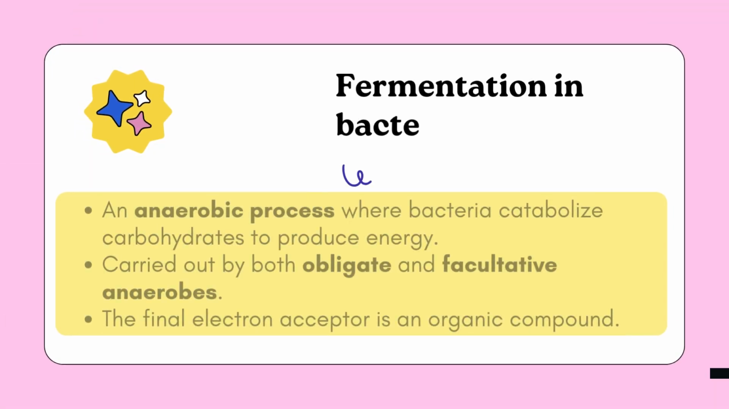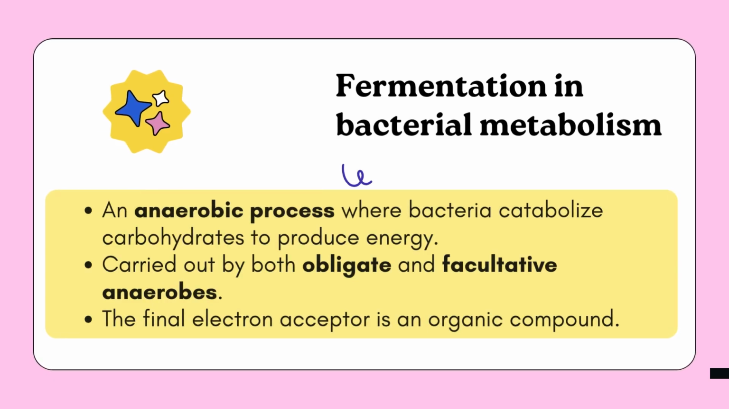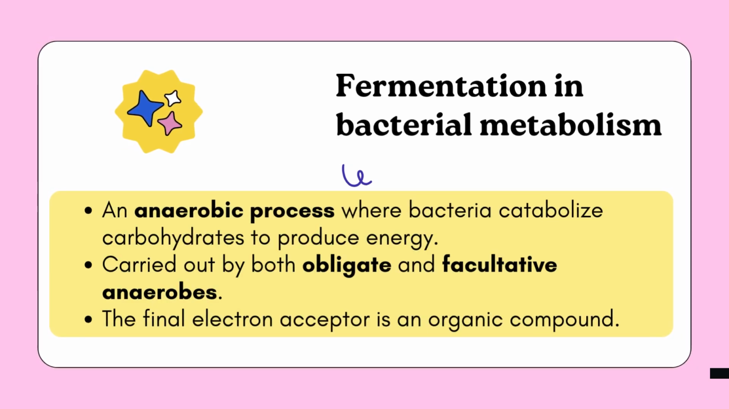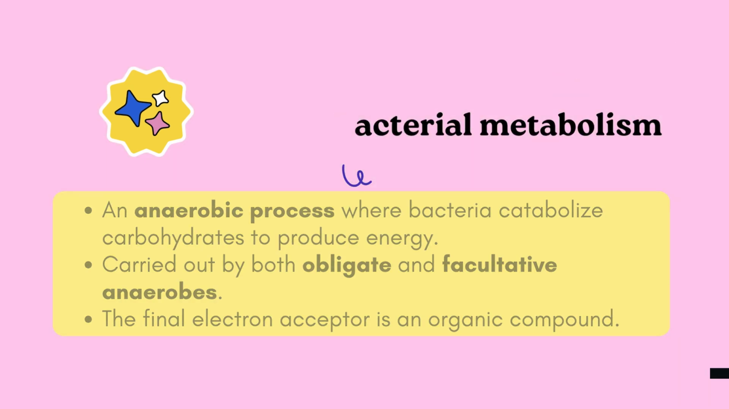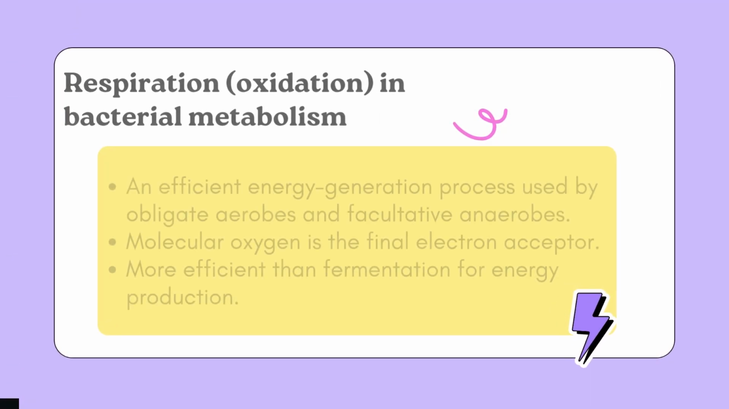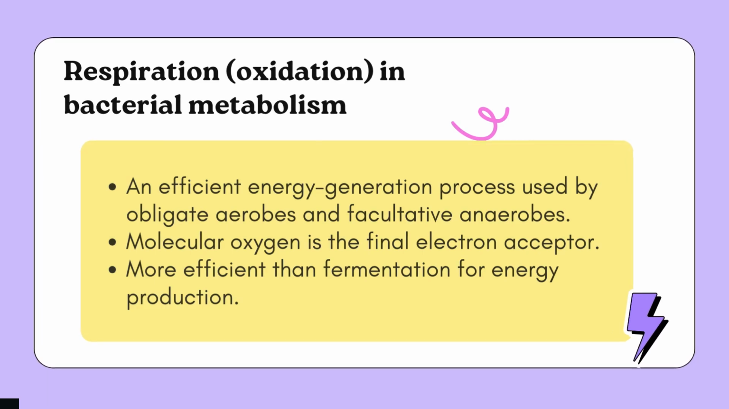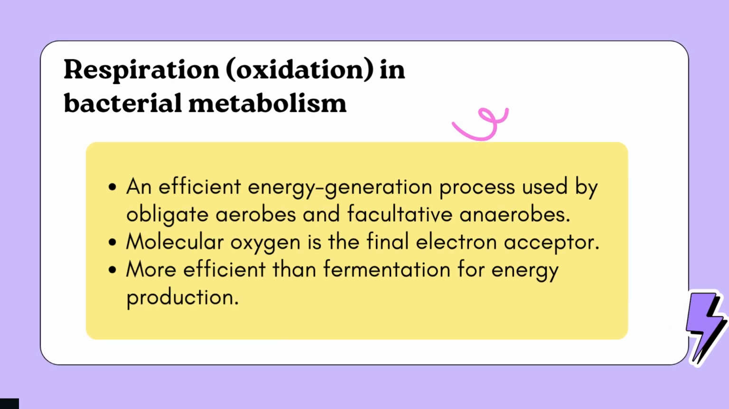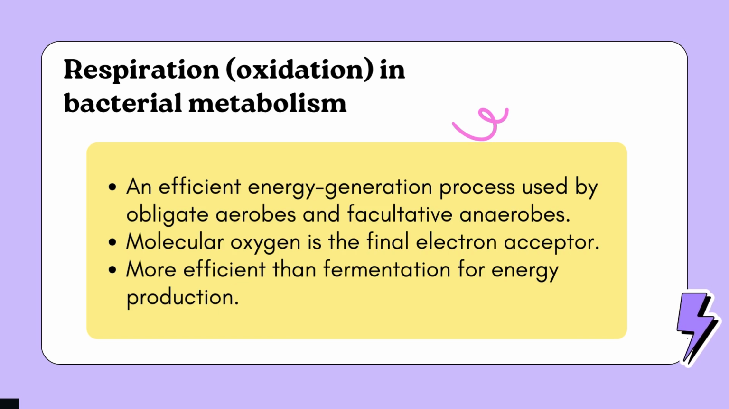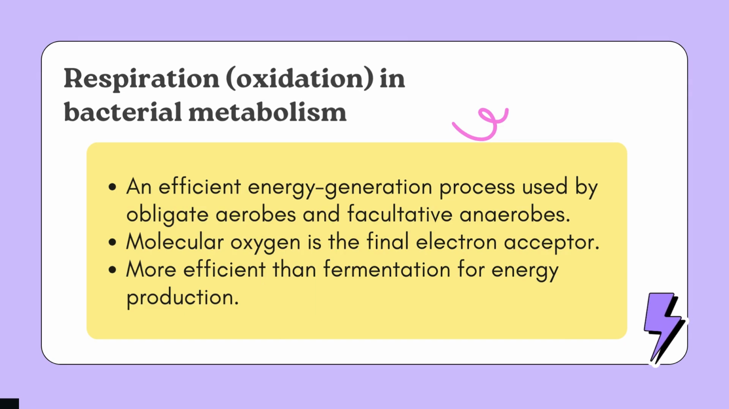Fermentation in bacterial metabolism is an anaerobic process where bacteria catabolize carbohydrates to produce energy, carried out by both obligate and facultative anaerobes. The final electron acceptor is an organic compound. Respiration, which is oxidation in bacterial metabolism, is an efficient energy generation process used by obligate aerobes and facultative anaerobes. Molecular oxygen is the final electron acceptor, more efficient than fermentation for energy production.